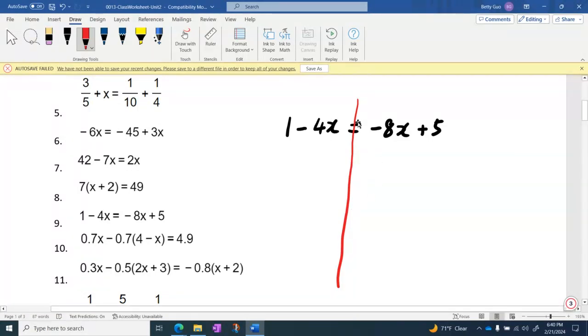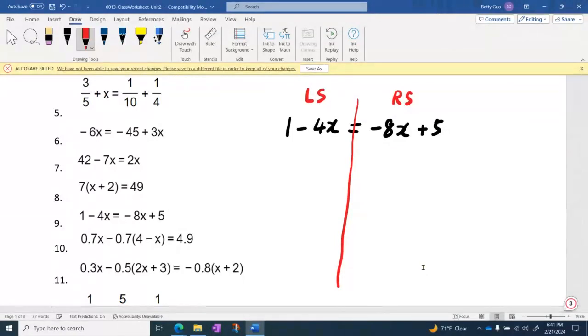So I make it very clear. I draw a line across the equal sign, and whatever is on the left, that's the left side, and whatever is on the right, that's the right side. Okay. Yeah, I would analyze the structure of the equation first.